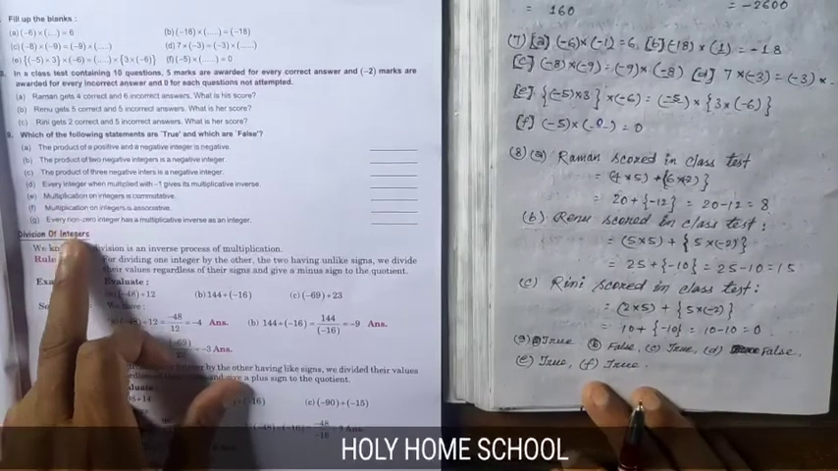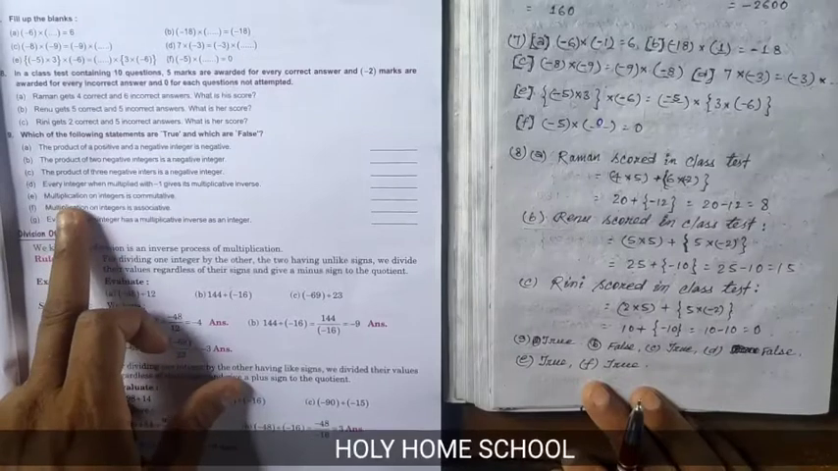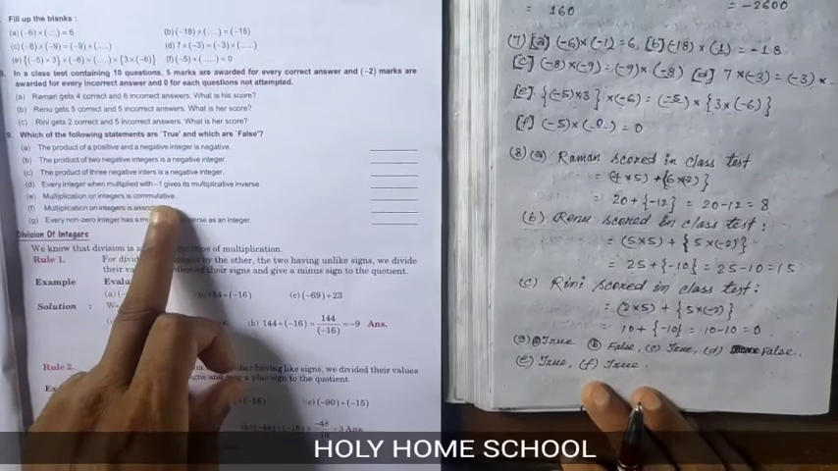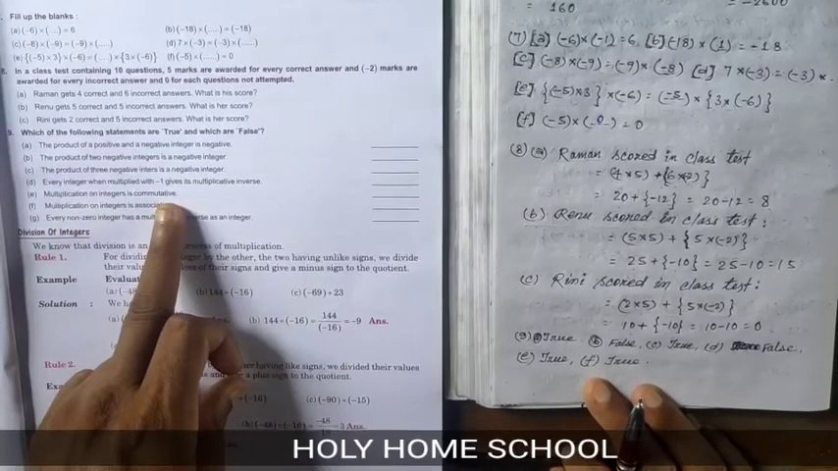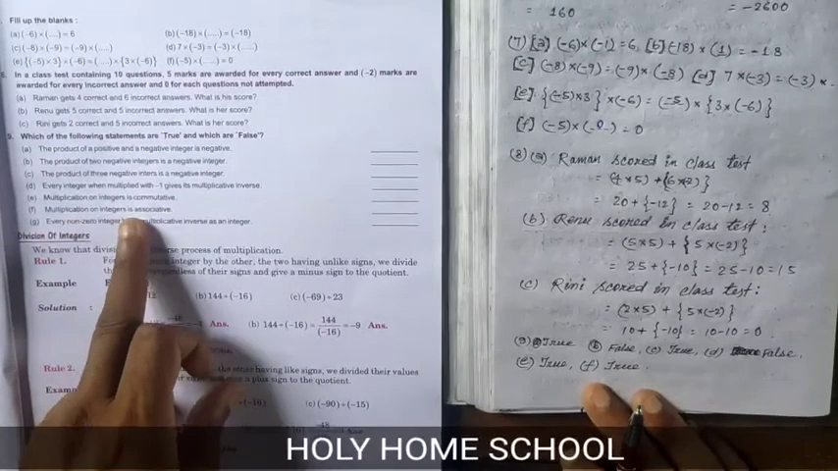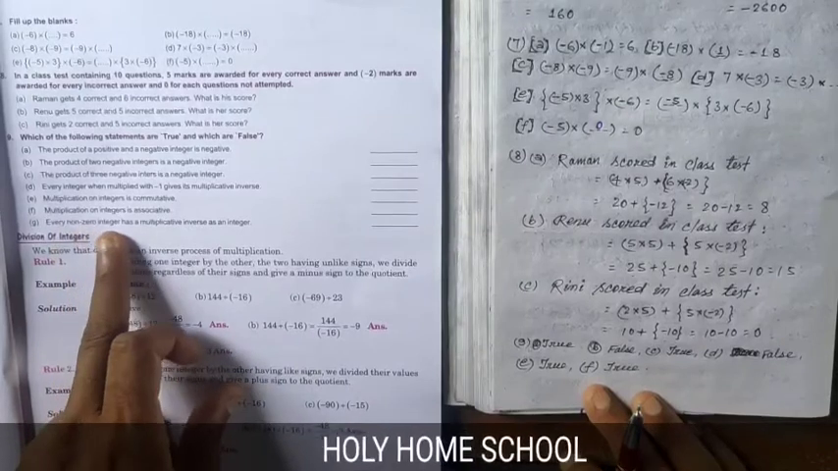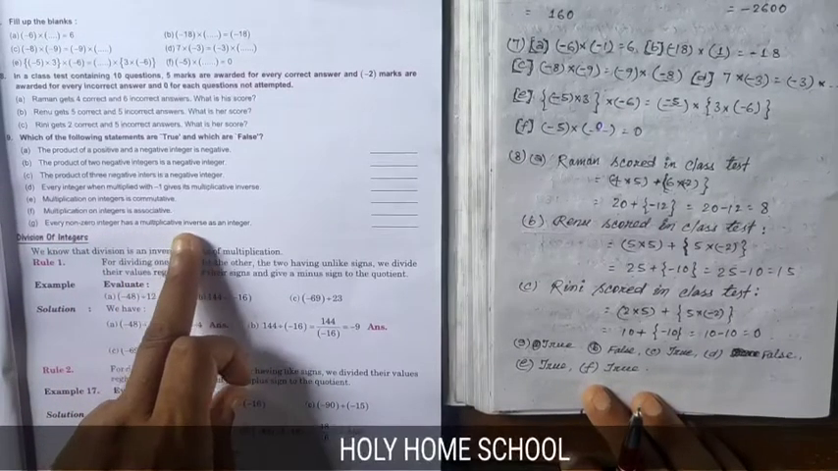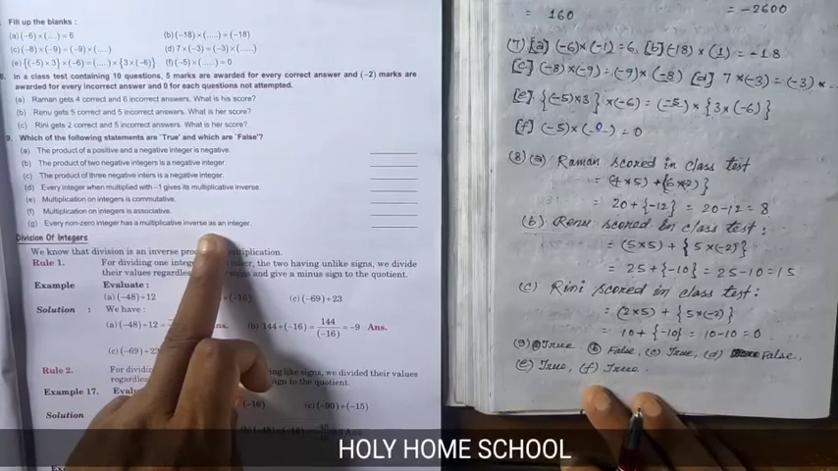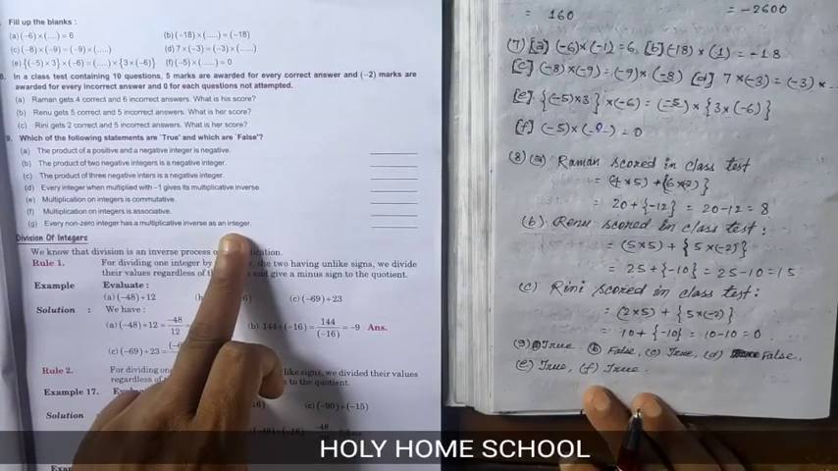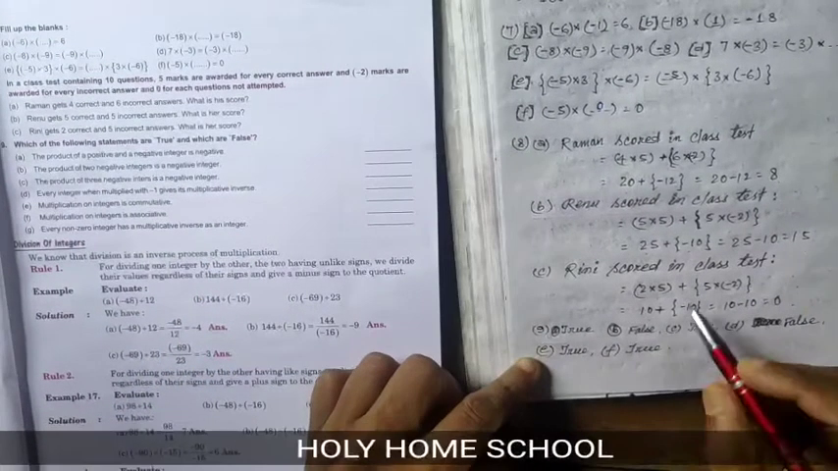E. Multiplication on integers is commutative. True. Multiplication on integers is associative. True. Every non-zero integer has a multiplicative inverse as an integer. True.